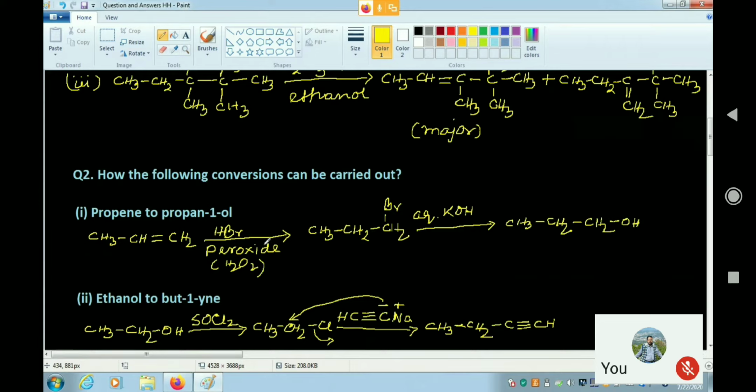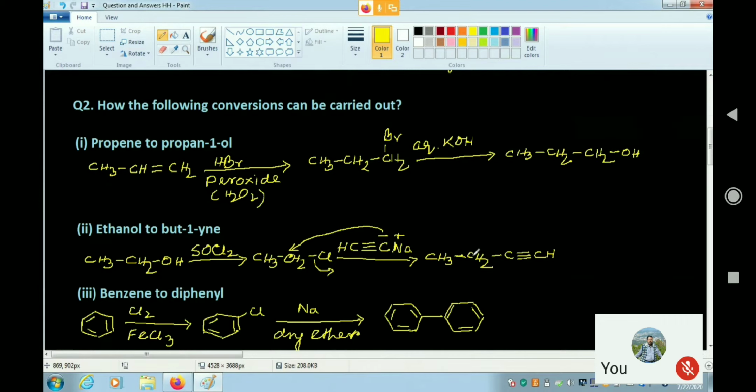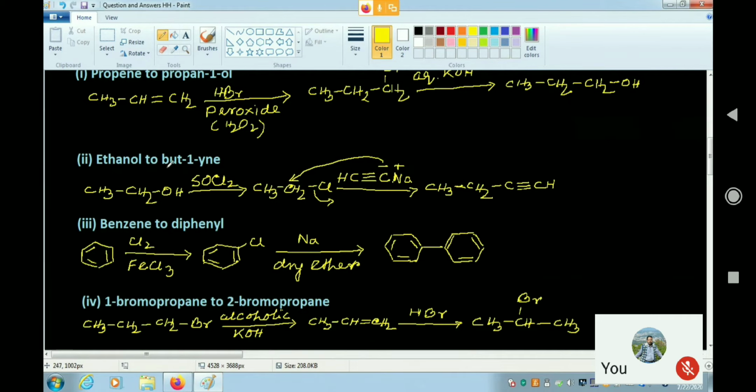When propene is treated with HBr, as we know, anti-Markovnikov addition is carried out only in the presence of a peroxide like hydrogen peroxide. So 1-bromopropane is the product. When it is treated with aqueous alkali, aqueous KOH or NaOH, then a nucleophilic substitution reaction takes place, giving propan-1-ol.